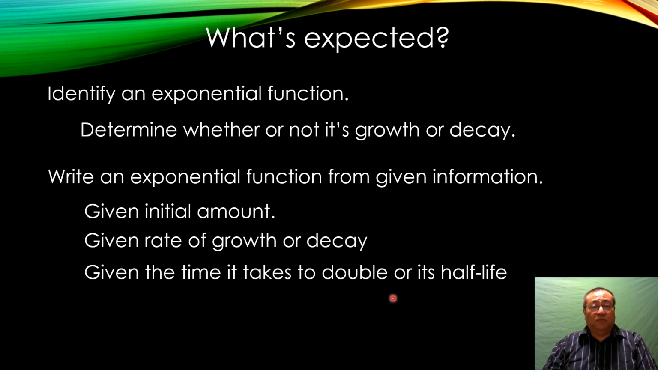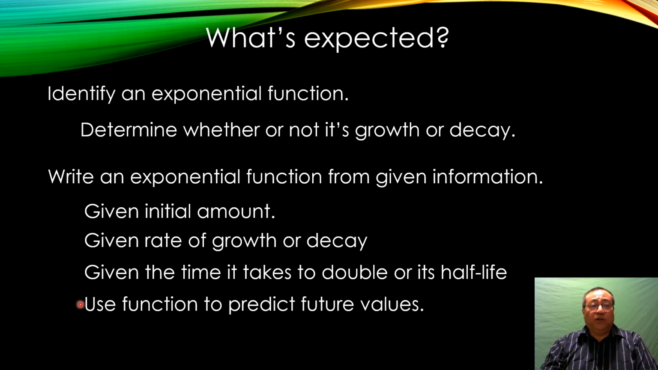And given the time it takes to double or its half-life, these are two separate types of givens. In this given here, they're talking about something doubling or having its half-life, so you would do it a little bit differently. If it's double, it's A, the initial amount, times 2 to the power t over however many years it takes to double. Or if it's half-life, it's the initial amount times 1/2 raised to t divided by whatever its half-life is. And you're going to use that function to predict future values.